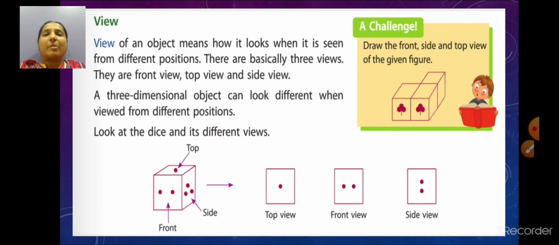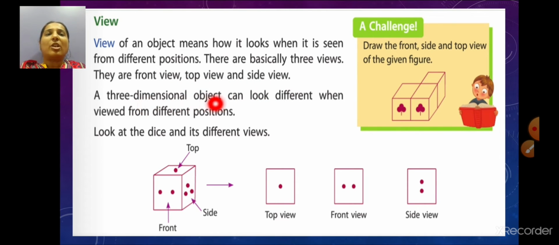Now we will discuss views, children. Now what is a view? The view of an object means how it looks when it is seen from different positions. When we see things from different positions, it gives us the view of that particular object. So there are basically three views. They are front view, top view and side view.